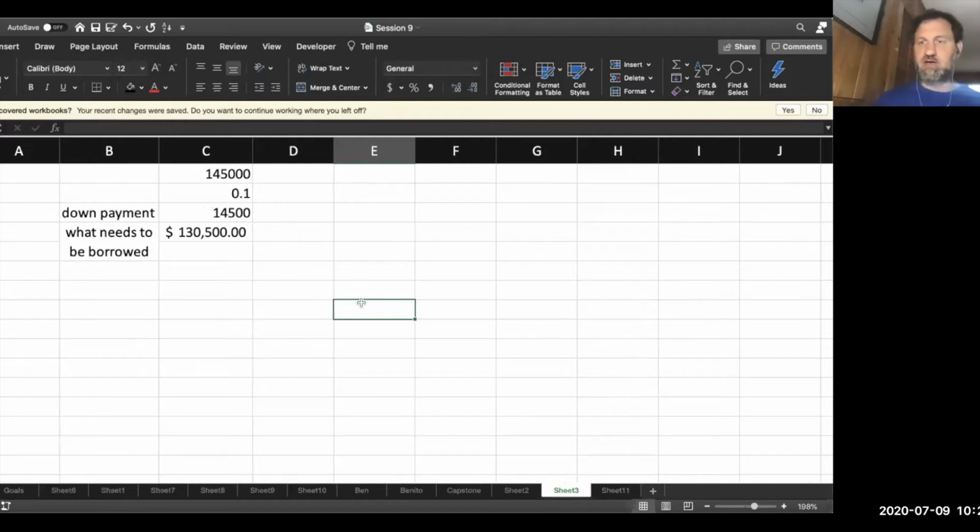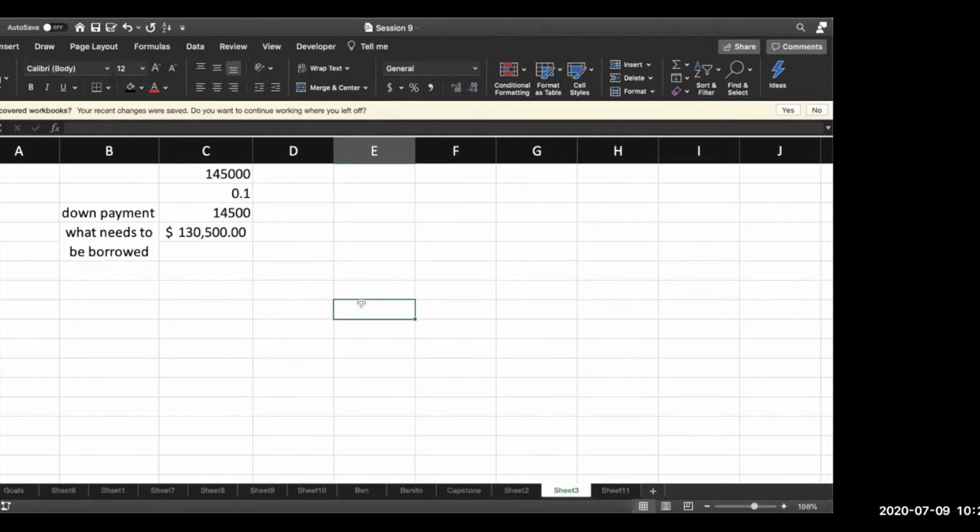So when you're thinking about this loan, it's not $145,000. It's just the 130,500. And you would do that for the next problem too.